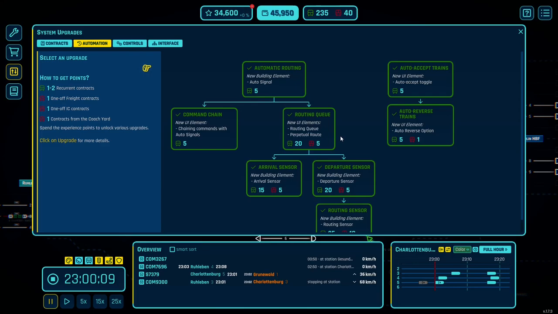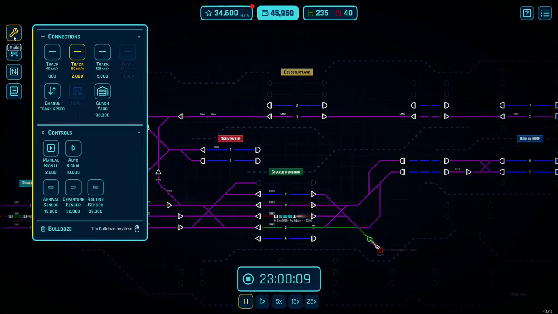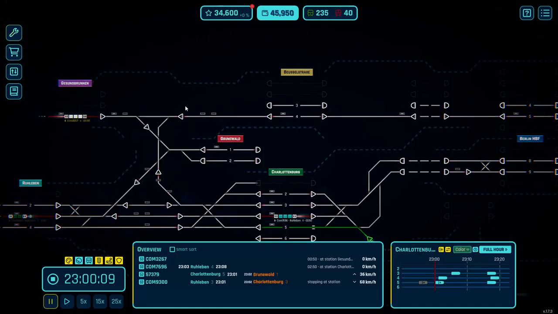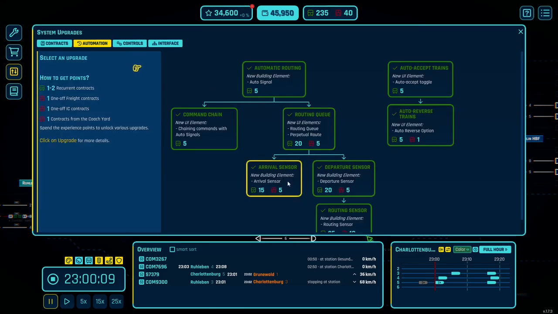And the routing queue lets you basically route something, and then you'll notice there'll be a 1 or a 2, like however many things are piled up on the signal. So that is what that upgrade gets you. And then you finally can get your three sensors, which are the arrival, the departure, and the routing sensor.